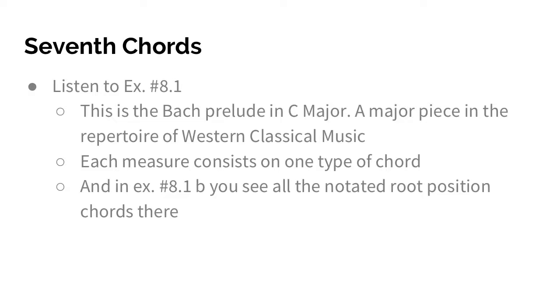So please listen to example 8.1, and this is the Bach Prelude in C major. A lot of you will recognize this piece. This is a really popular piece of music, and it's a major piece in the Western classical world. Each measure consists of one type of chord. And if you look at example 8.1b, you'll see all the chords that are in the Bach Prelude in C major notated in root position.